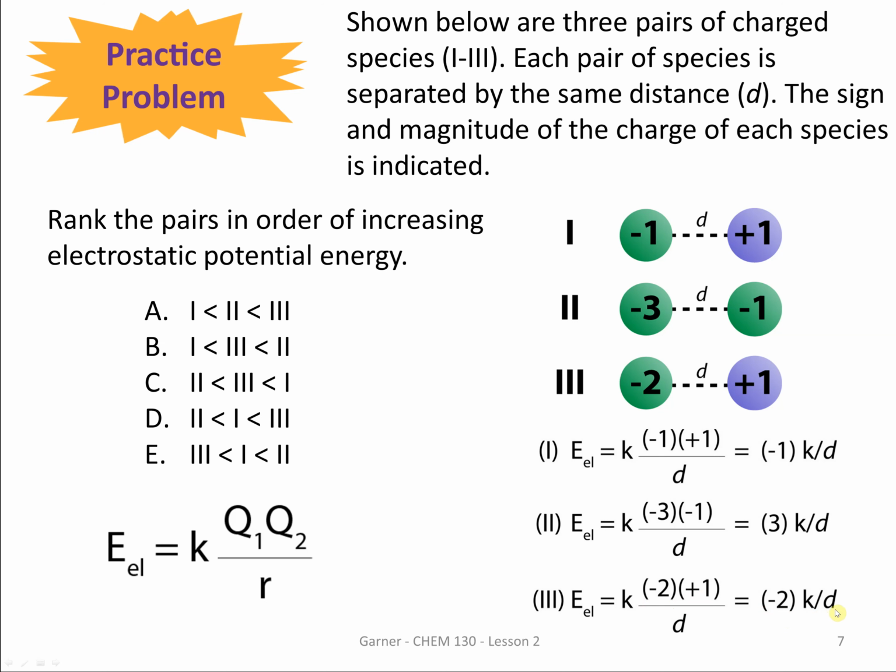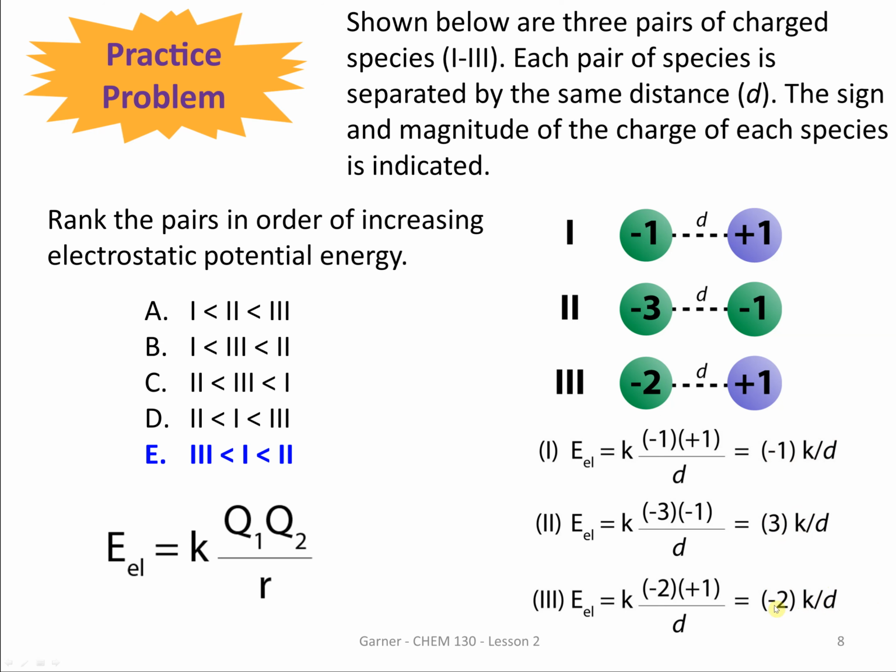At this point, all I need to do is simply compare these values to one another and arrange them in order of increasing energy. Now, it's not referring to a magnitude here, so it's not the absolute value that we care about. The smallest number would be the negative value, the largest number would be the positive value. So the number that's furthest from 0 in the negative direction would be -2. That's our smallest number of the ones that we have here. And then -1 is higher in energy than that. And then 3 is the highest in energy of any of these. Again, we don't know what k over d is, but it's the same for all three pairs, so we can compare them just based on that coefficient in front of them.